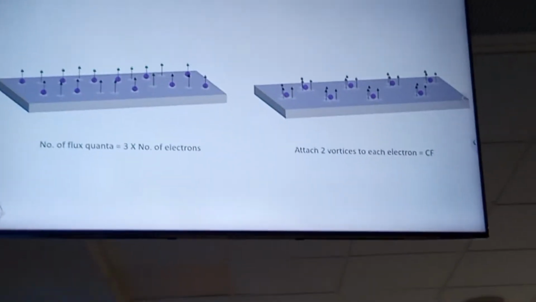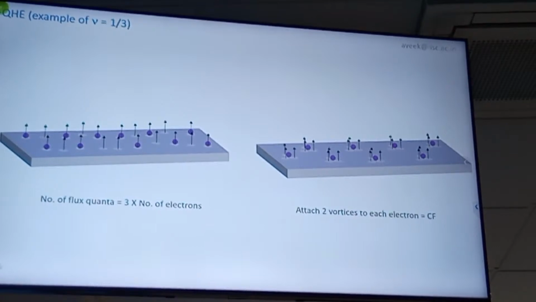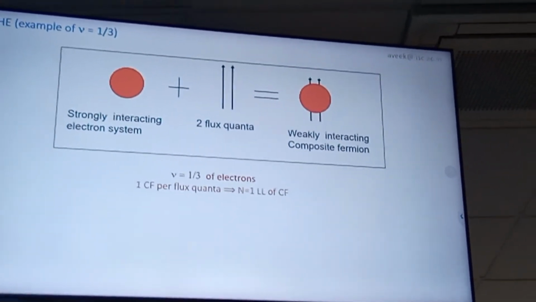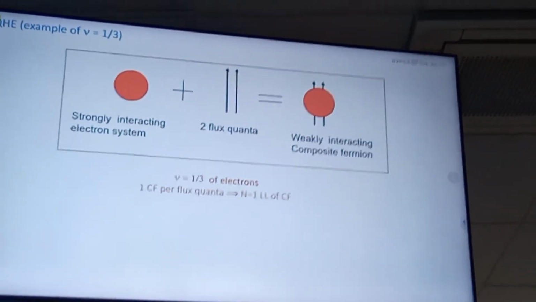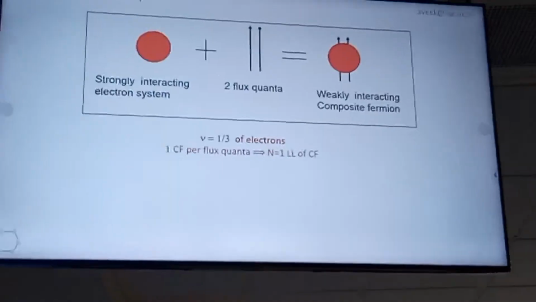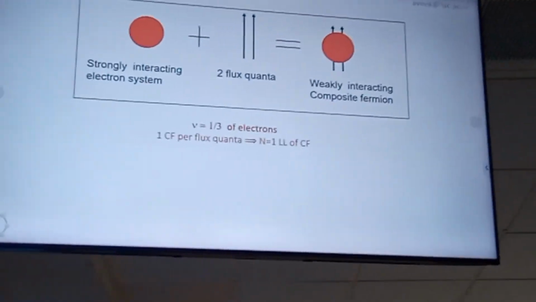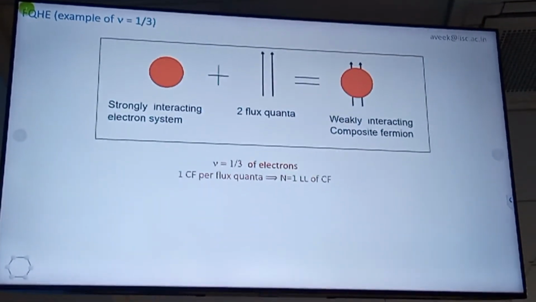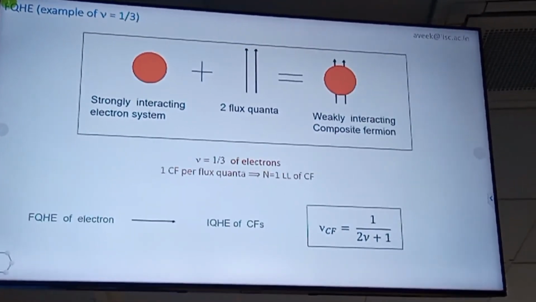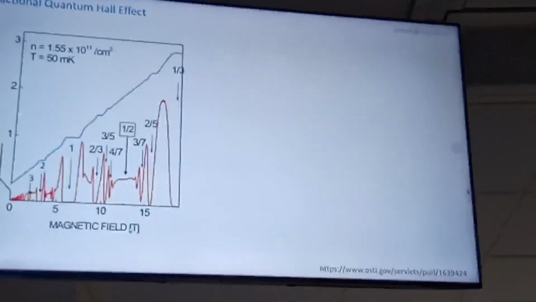Doing this, now I have taken 2 flux quanta and attached it to the electron. Now I have 1 flux quanta left. And this gives me the filling. So I have a strongly interacting electron plus 2 flux quanta. I convert it into a weakly interacting composite fermion. And I'm not going into the details, but the nu equal to 1/3 of the electrons you can think of as integer quantum Hall effect of composite fermions. So now let me go through all this because I don't have the time.